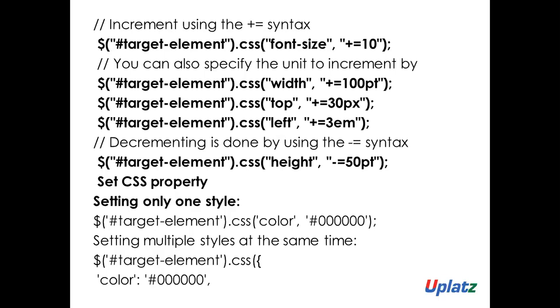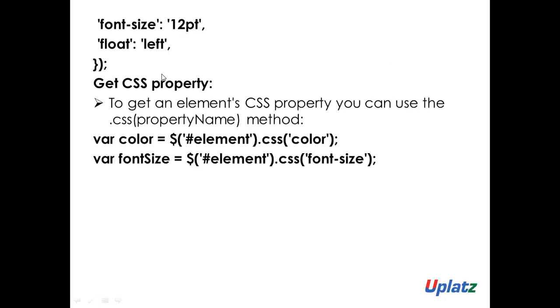So, to set a CSS property, setting one style: target element .css color. Setting multiple styles at the same time, we can make the target element .css color should be like this, this is the div ID we are getting. So font size and color. How to get a CSS property? You can use the .css property name method. So this is our property name method. With the help of that, you can get the value. So if it is color, what is the color for that particular element we have got? So like that, you can get it with the help of this property name.